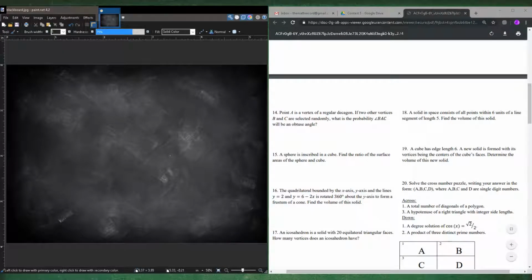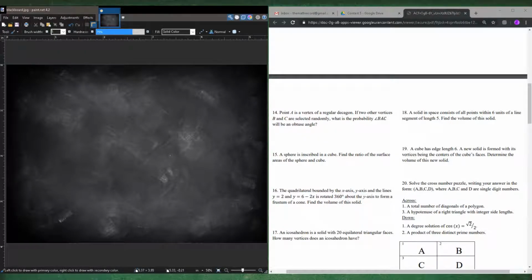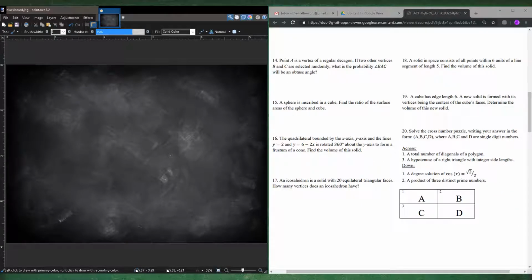This question is pretty entertaining. It's just a bunch of logic, and you have to think about things kind of unconventionally. A sphere is inscribed in a cube, okay? And find the ratio of the surface area of the sphere and the cube.